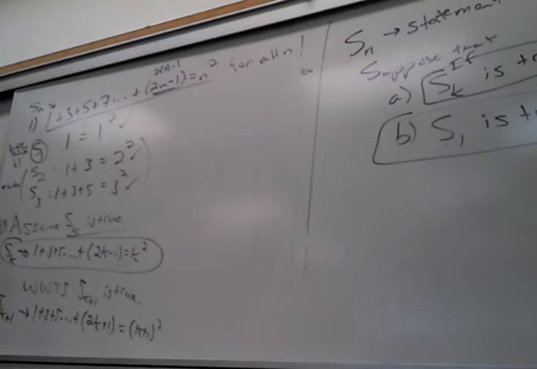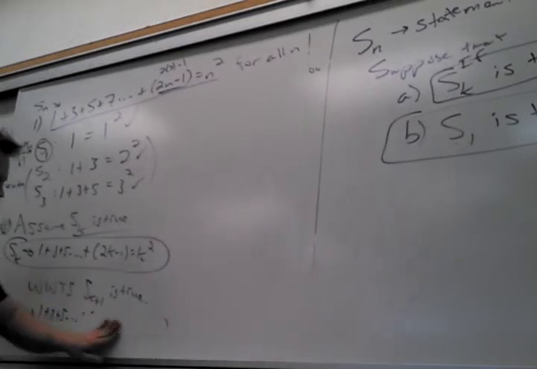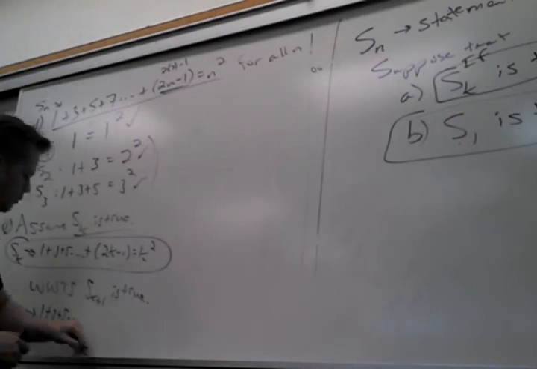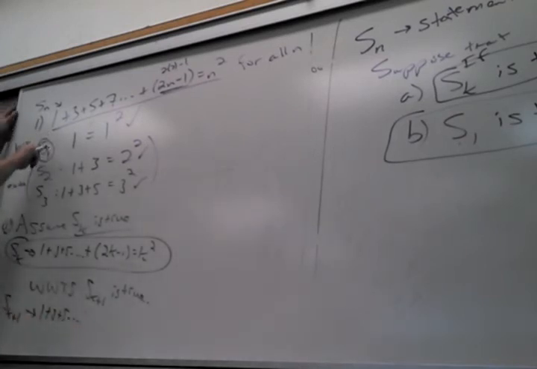Yes, ma'am? Why is it written differently? I don't know. Did I put n's? No, it's 2k minus 1. Yeah, so I was trying to show you, this is where I want you to understand, when S1, how many terms did it have? 1. S2, how many terms did it have? 2. So Sk should have k terms. Sk plus 1 should have one more term.